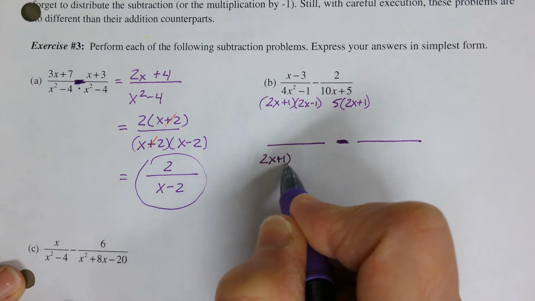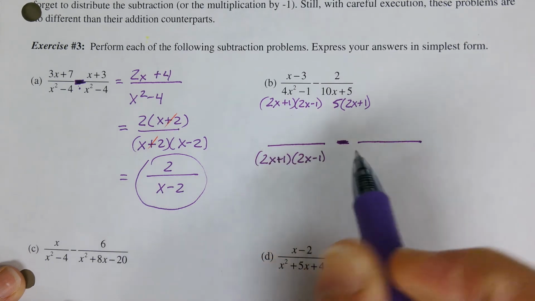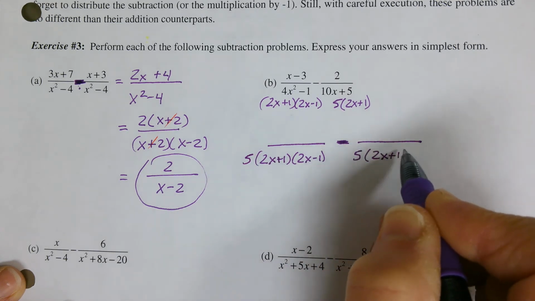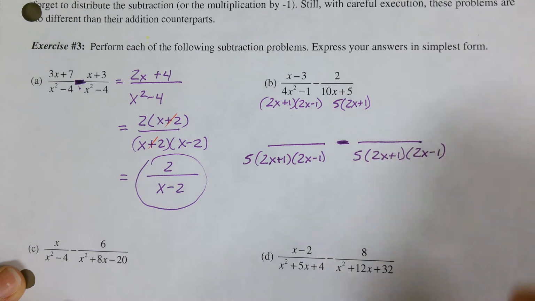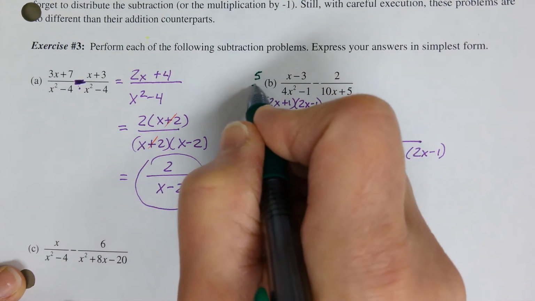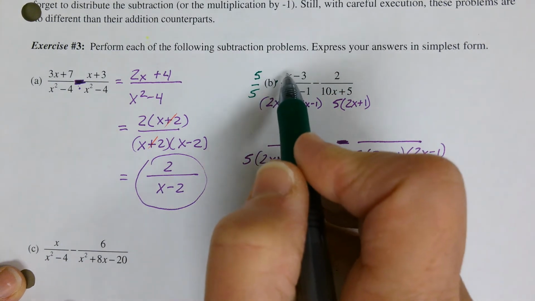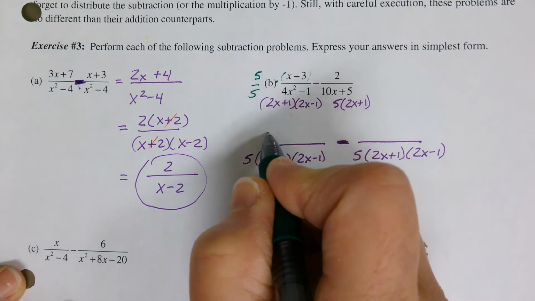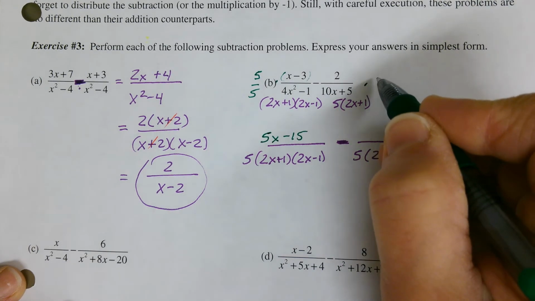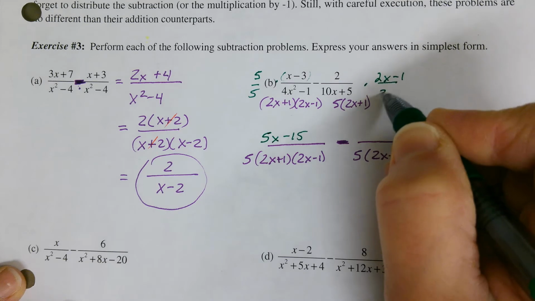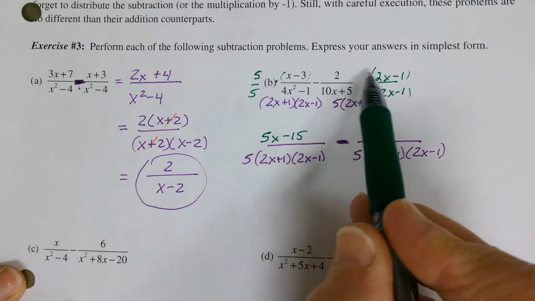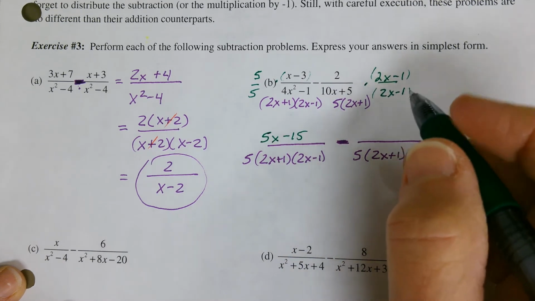We have 2x plus 1, 2x minus 1, and we need a 5. Our first fraction, we're multiplying by 1 in the form of 5 over 5. And distributing, we have 5x minus 15. Our second fraction, we're multiplying by 1 in the form of 2x minus 1 over 2x minus 1. Distributing, 4x minus 2.